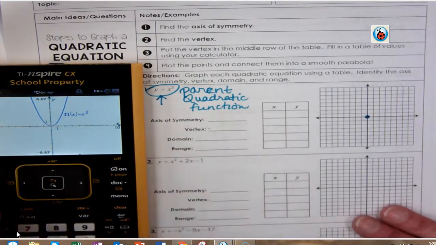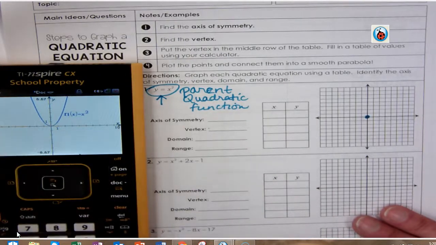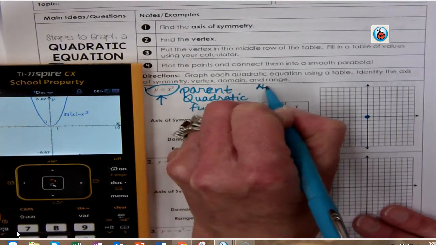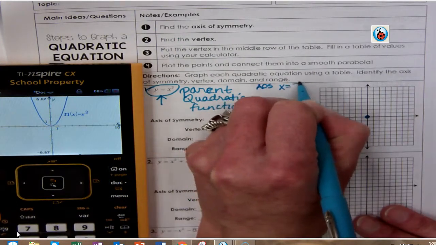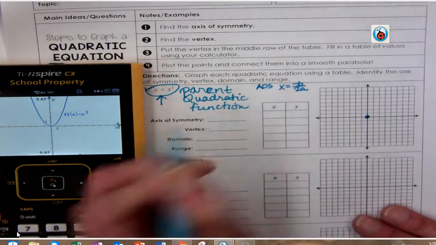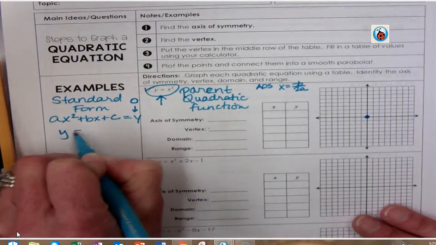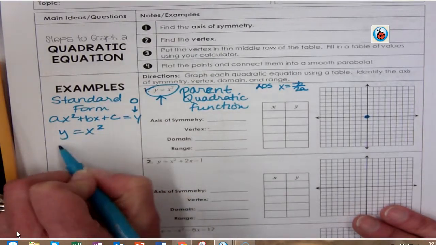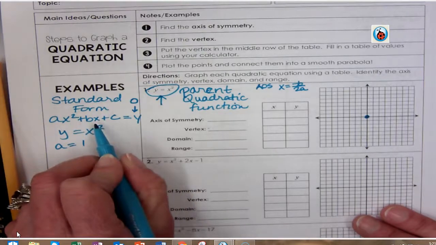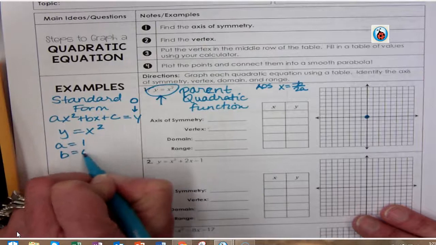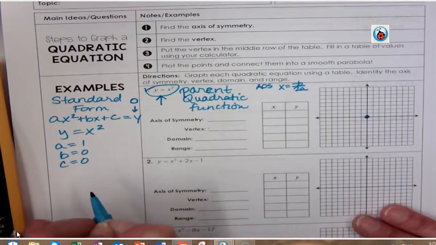Since my vertex is at 0, 0, I can tell that from the graph. There are lots of ways you can tell. We can use our axis of symmetry formula, x equals negative b over 2a. In this situation, y equals x squared. My a is going to equal 1. My b, there is no b term, which must mean that b equals 0. There's no c term, so that must mean that c also equals 0.